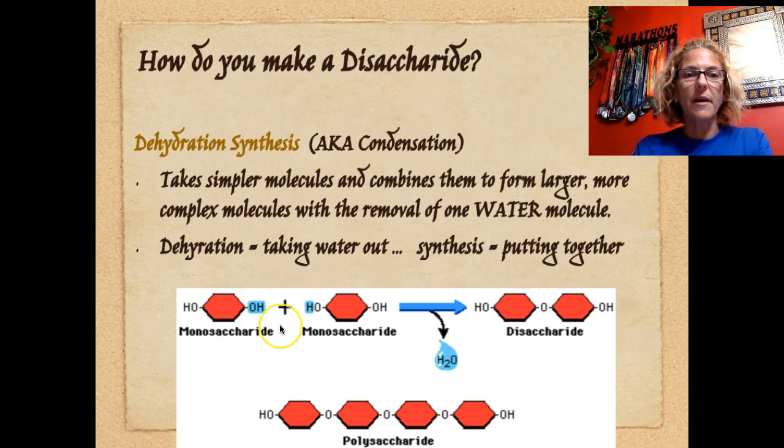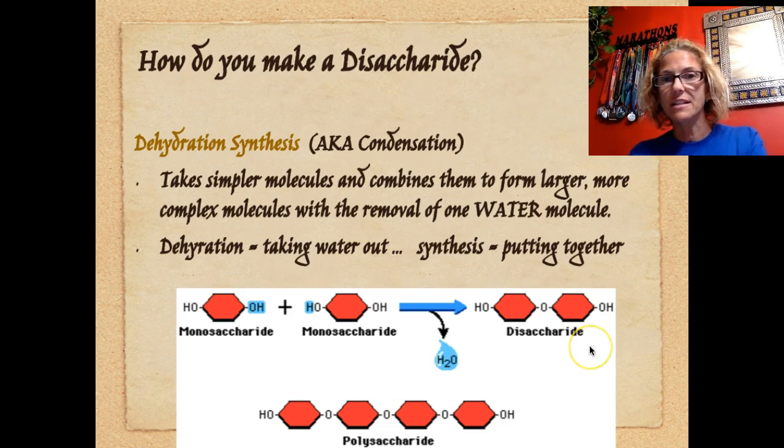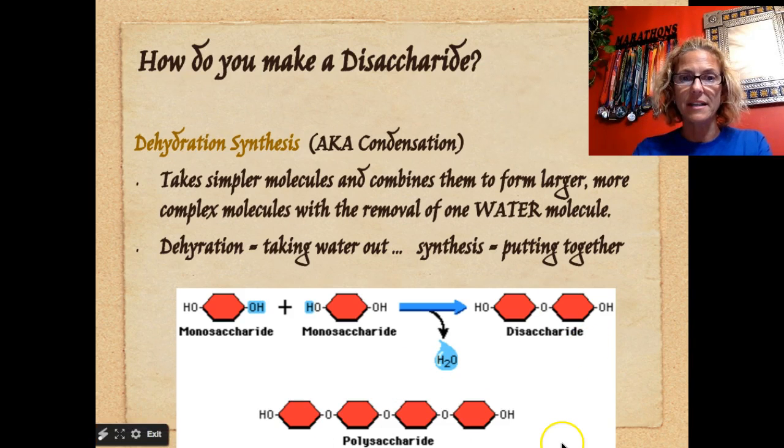So we talked about how we dehydrate a molecule by taking a hydroxyl off of one and a hydrogen off of the other. So those two will come together and form water, and then the two molecules that are left will form a glycosidic bond, and that glycosidic bond then holds your two monosaccharides together to make a disaccharide, or you might have a bunch of disaccharides bound together and you have a polysaccharide.